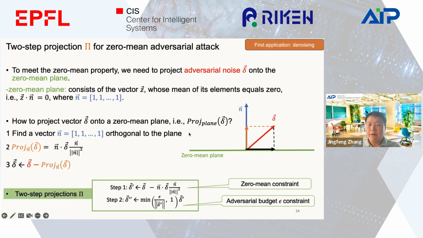Now, we have our two-step projection pi. The first step is to meet the zero mean constraint. The second step is to meet the adversarial budget constraint.